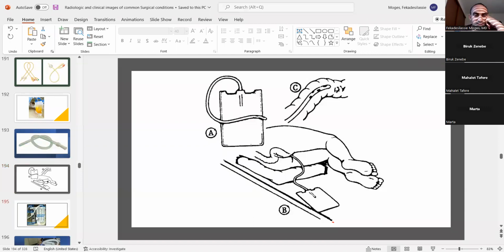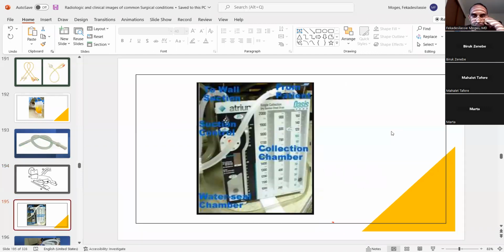What about this one? What is this? I mean, these are fancy things. Theoretically, ideally, these things should be available. They may not be available in our setup, unfortunately, but they should be available. So what is that? Drainage chamber for chest tube. Excellent. So this is a container, right? This is a container which has to be attached to a chest tube. Yes.